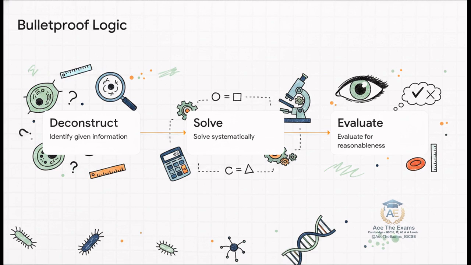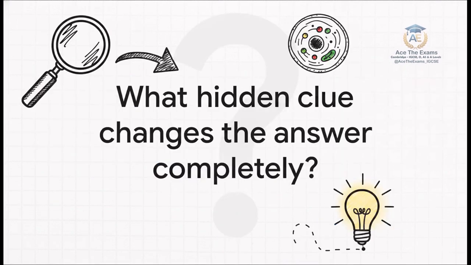If you calculate that a human red blood cell is 3 meters wide, well, something went horribly wrong. Leaving this really clear trail of evidence-based reasoning guarantees you capture every single available point. But hold on a second. What is the hidden examiner clue that changes the final answer completely?